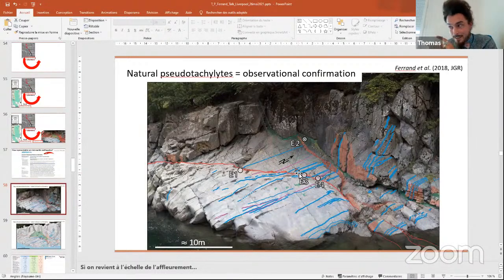Because in the end, within a couple of years, or maybe 5 years, I think we may step back a little bit and consider again that pseudotachylytes can be considered as an end-member magmatic process.